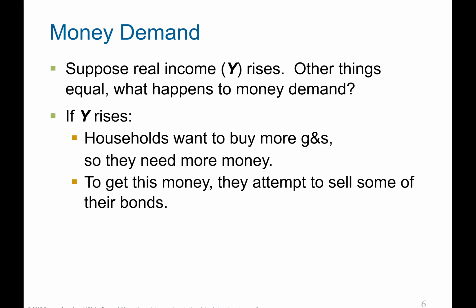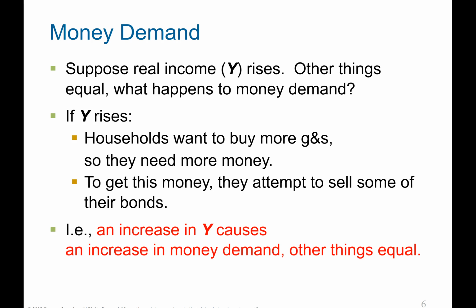To get this money, they're going to sell some of their bonds, and this is that trade-off between the bonds and the cash assets. And we're talking about the liquidity preference. So would they rather have the money in the form of bonds or the money in the form of liquid cash? So to get the money that they want for these greater number of transactions, as their income is rising, they're going to attempt to sell some of their bonds. And so here's the connection. An increase in income causes an increase in money demand, other things equal. Right? So that is because as their income is increasing, they want to buy more goods and services, so they're going to convert assets to cash.